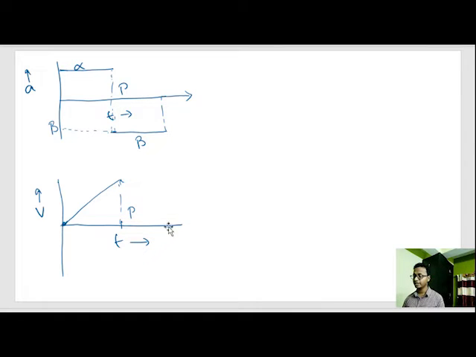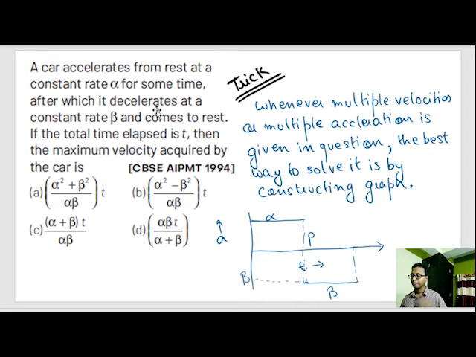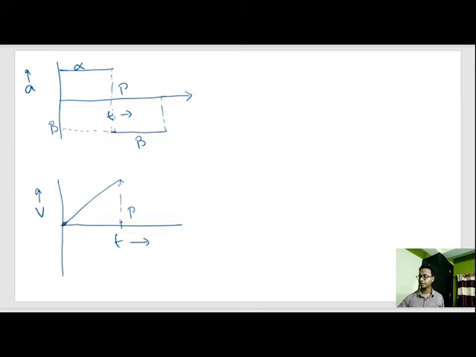But where do we end the graph at time t? Okay, so let's look. It decelerates at constant rate and comes to rest. That means final velocity is also equal to 0. That means after deceleration, or after negative acceleration, the particle comes to rest. Okay, this is our velocity time graph.